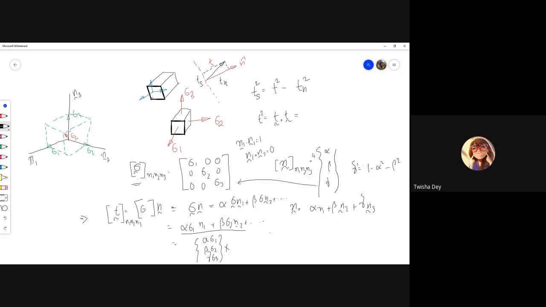Sigma n1 squared plus sigma n2 squared plus sigma n3 squared? No. n1, n2, and n3 are all unit vectors. So if you take a dot product, what you are going to get is alpha squared sigma 1 squared, basically the magnitude of this thing, plus beta squared sigma 2 squared, plus gamma squared sigma 3 squared. So in this expression, substitute this.